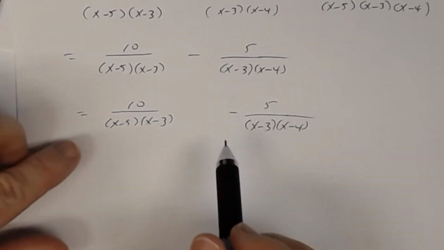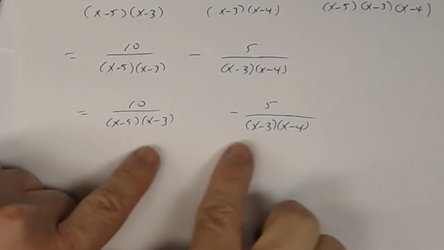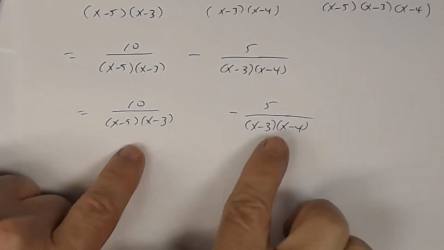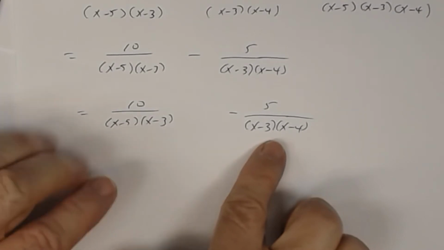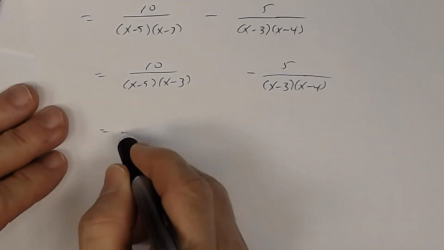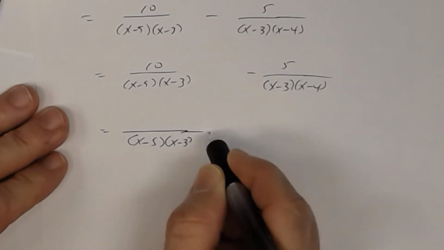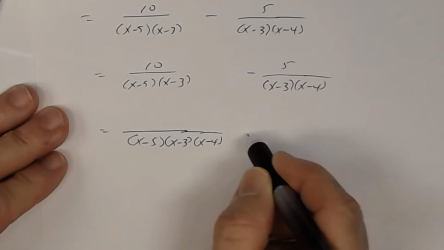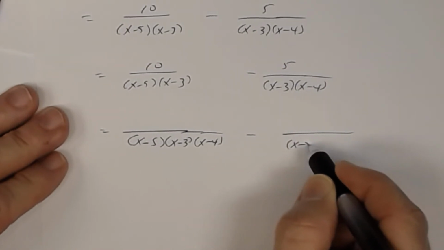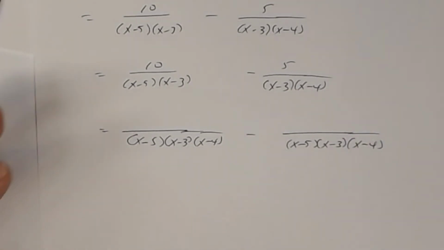Now remember, I want to be able to add these two rational expressions. I cannot do that just yet because the denominators are not the same. So I get them to be the same, and that's the LCD I'm going to need. So I'm going to write two equivalent expressions with this denominator. Just like this. Okay, now here's what you've got to do.